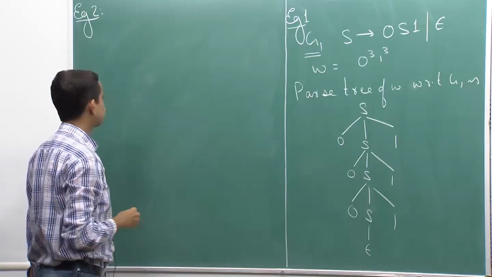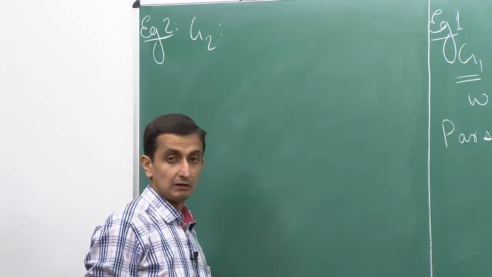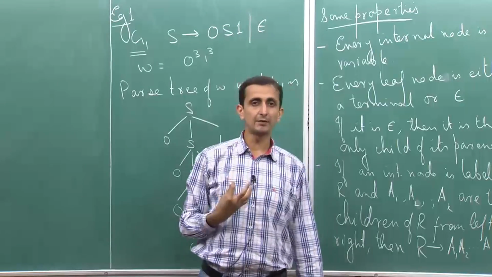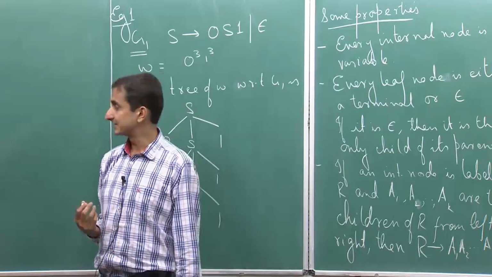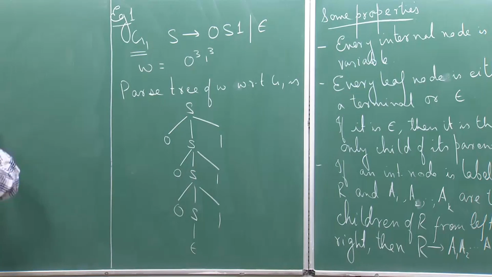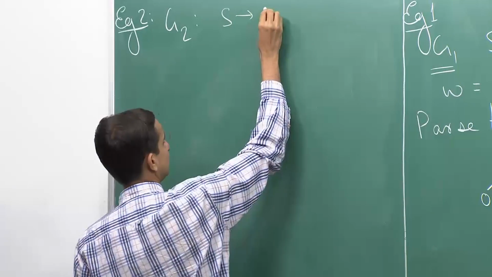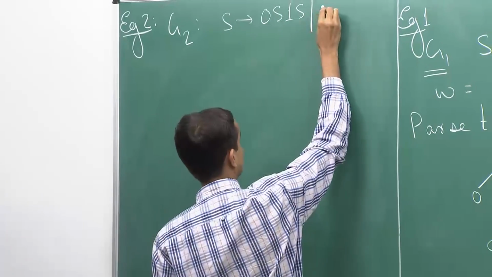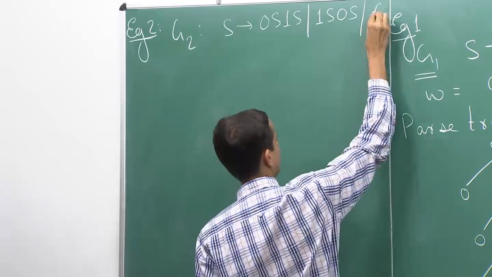So, let us look at the grammar for the language of all strings over 0 1 that have an equal number of zeros and an equal number of ones. Last time we saw this example and we constructed a grammar for this language. The grammar was, we have the production rule S going to 0 S 1 S, or it goes to 1 S 0 S or to epsilon.